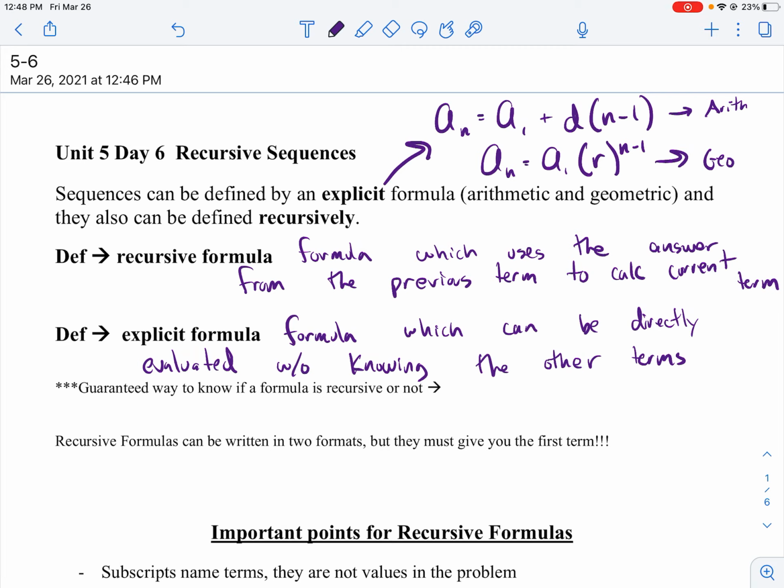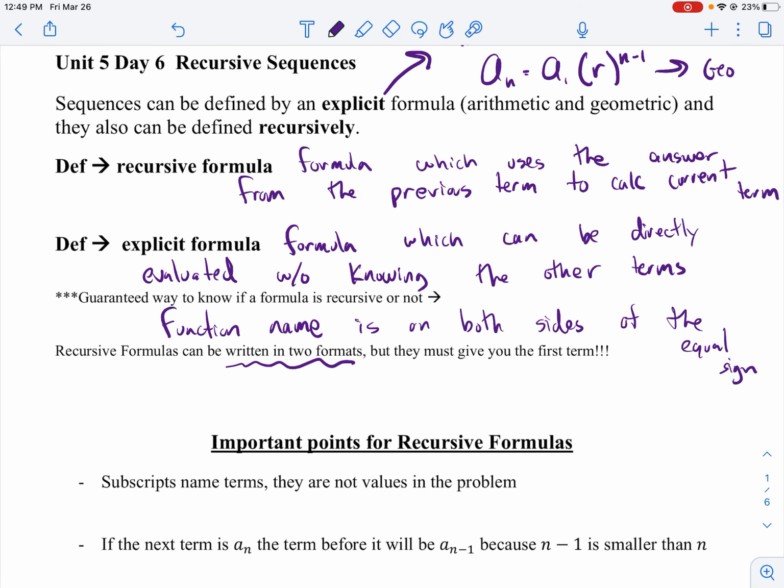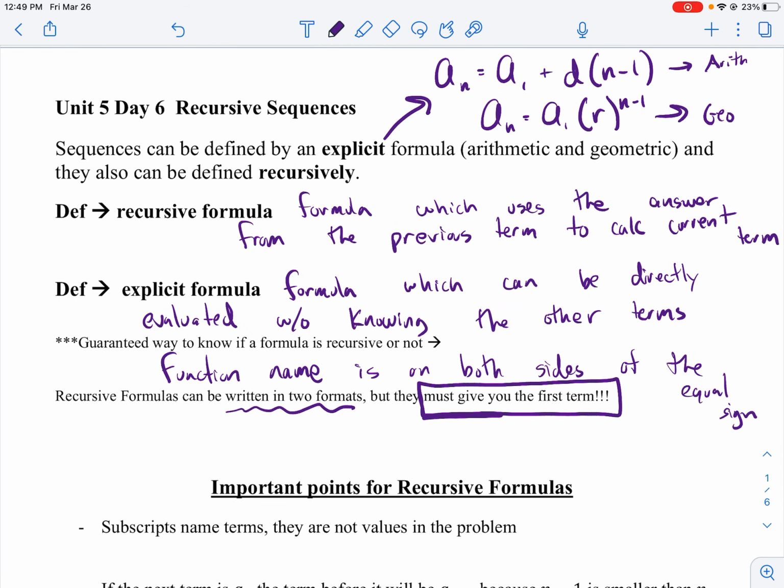Now, a guaranteed way of knowing if a formula is recursive or not is whether or not the function name is on both sides of the equal sign. And then finally, recursive formulas can be written in two formats, which we will see below, but they must include the first term. That's a big part here, because in order to calculate the next term, we need the previous term, and the most previous term you can get would be your first term. So anyway, that's what we're going to be taking from this lesson. We're just going to be writing these arithmetic and geometric sequences in a different format, but still get the same terms in the sequence.